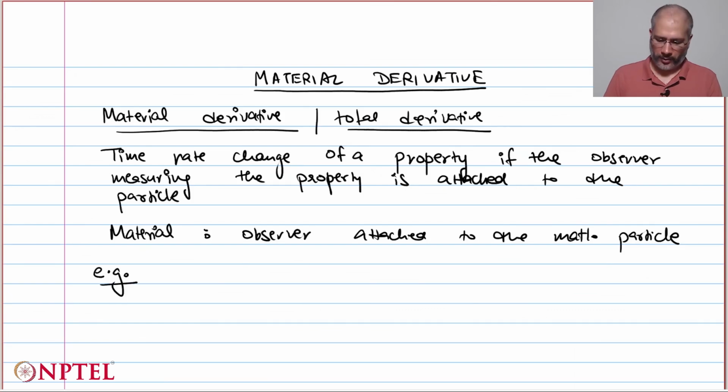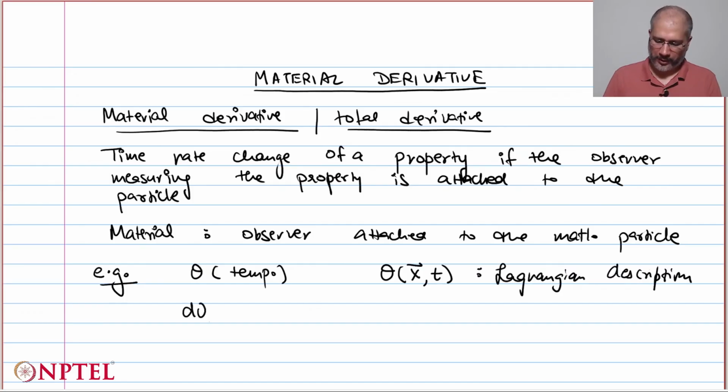So let us say we are measuring theta, which is the temperature, and theta is described in the Lagrangian form. So if you're talking about the material derivative of theta in this case, that is d theta by dt, where theta is described in the Lagrangian description, this simply will be given as the partial derivative of theta with respect to time, and this is because capital X, that is the material coordinates, do not depend on time.